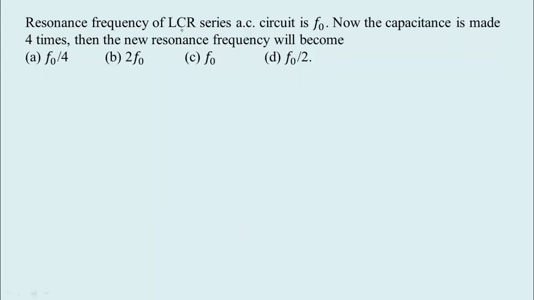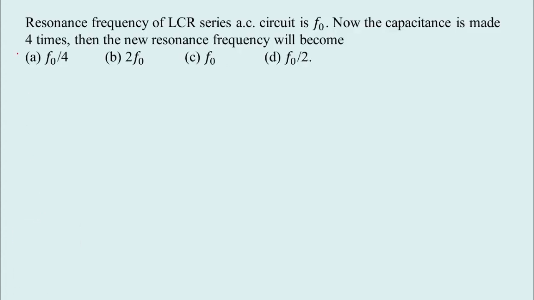Resonant frequency of a series LCR AC circuit is F0. Now the capacitance is made 4 times, then the new resonant frequency will become. See here, there are two cases. Initially the frequency is F0. When capacitance is made 4 times, if it is initially C, then in the second case we can take 4C. Then the new resonant frequency will become.